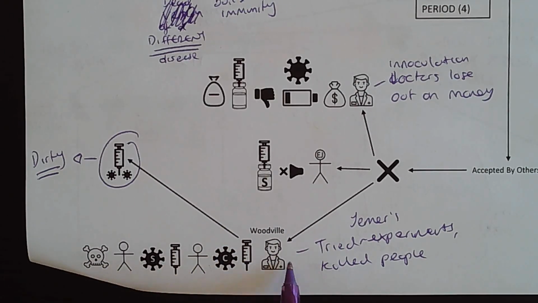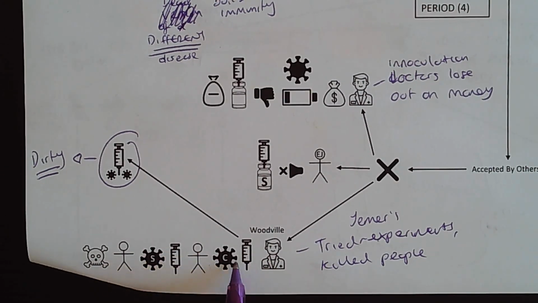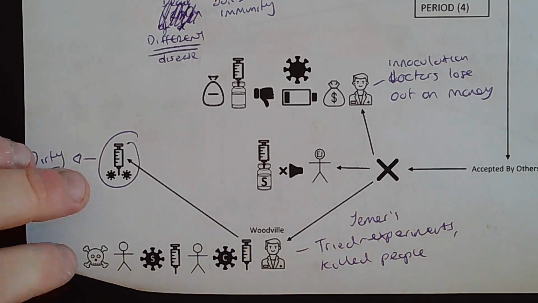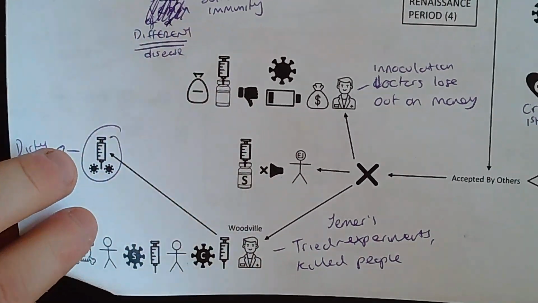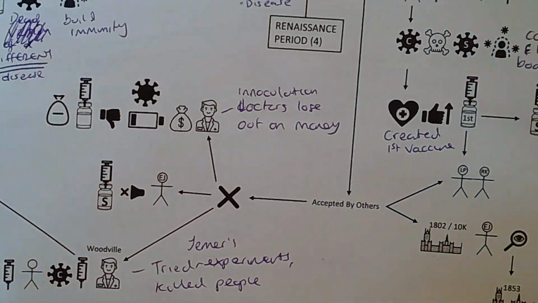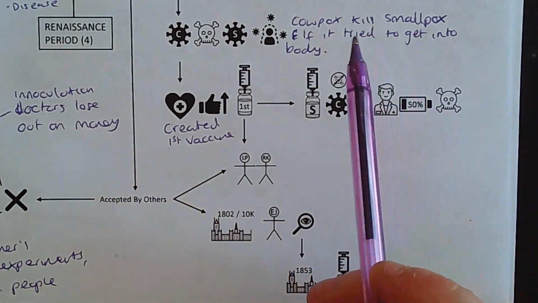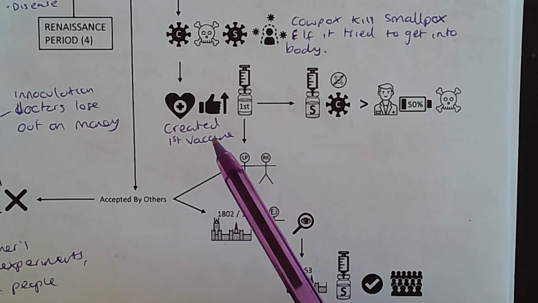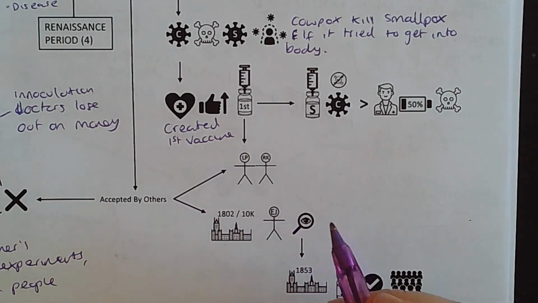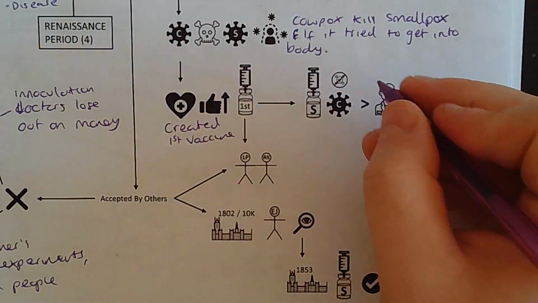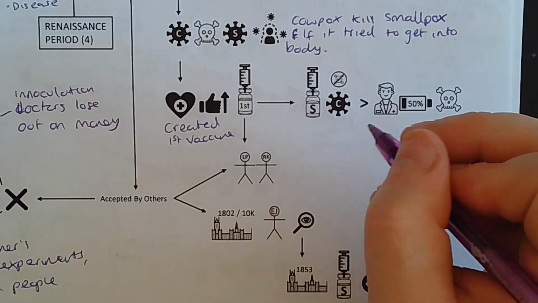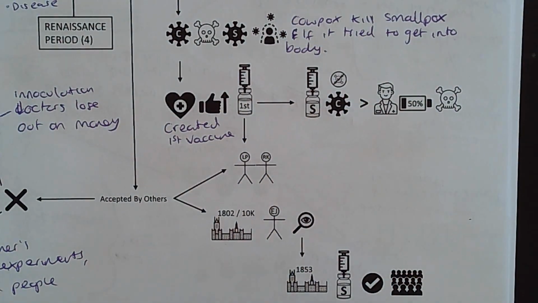However, at the time, this was like a big thing, this was massive, and lots of people said, well, it doesn't work, you know, Woodville's tried and it kills people. So, you know, another negative against Jenner. But ultimately what we've got is the fact that Jenner did create the first vaccine, and that over time things started to get better, and people realised that the vaccination was a lot better.